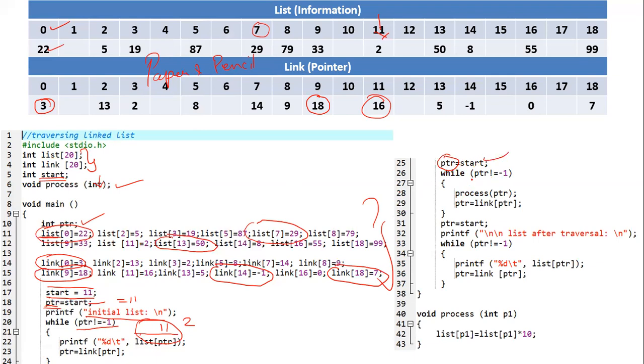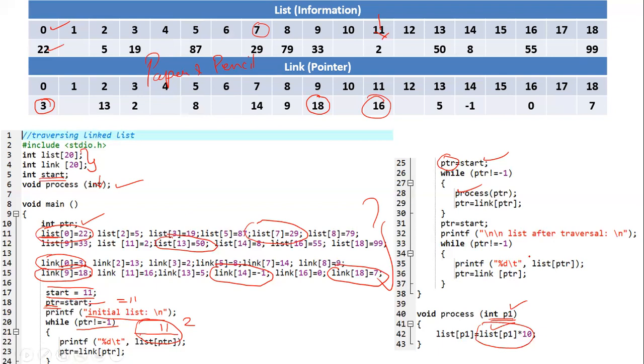Now what are we going to do? We are just going to apply an arithmetic process to the information in each node. So what do we do here? For that we have one function called process. Now let's look at the process. Process just accepts one integer argument. It takes this argument, and this is basically an address, the list of P1. Its pointer is pointing to one place, and that content will be multiplied by 10.